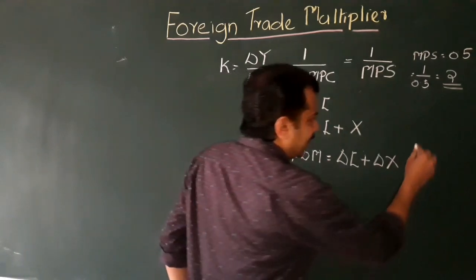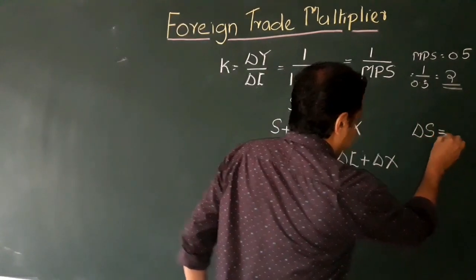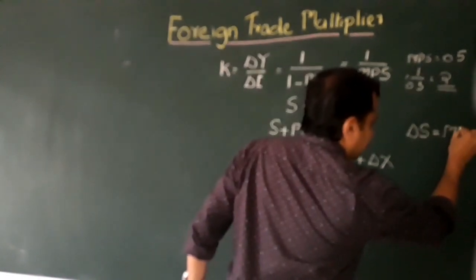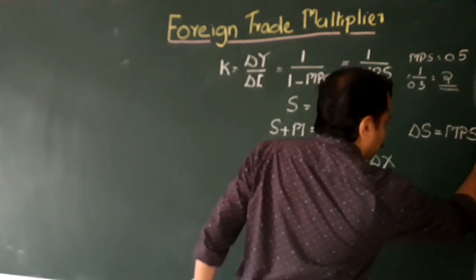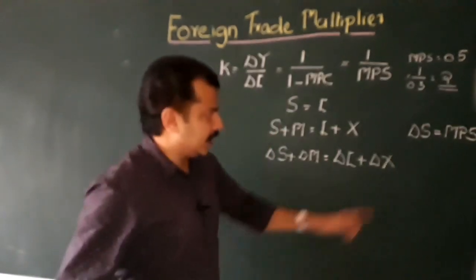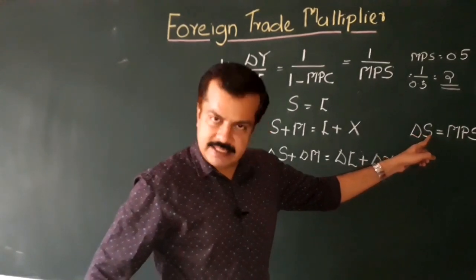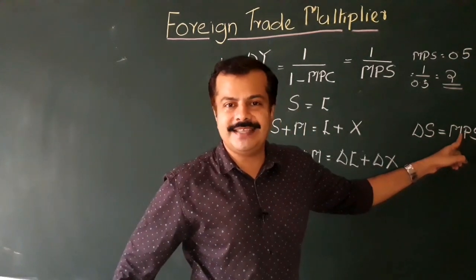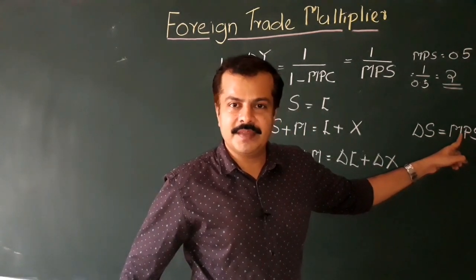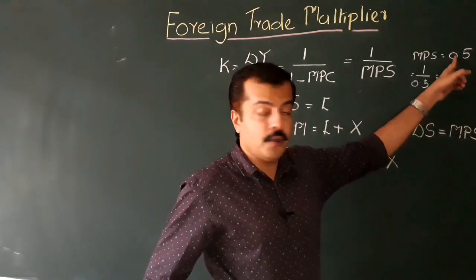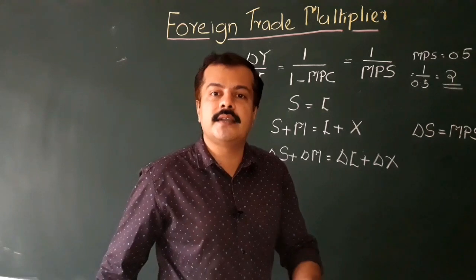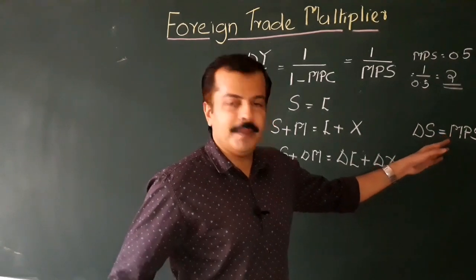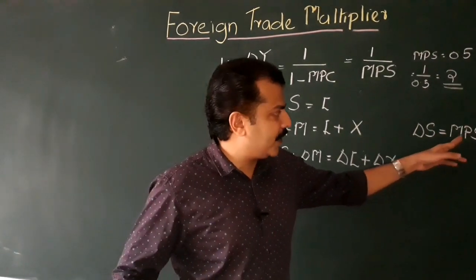Now, let me say that delta S, which is the first one, that is changes in saving, will be equal to the marginal propensity to save into delta Y. That is, changes in saving is equal to the changes in income into the marginal propensity to save. For example, marginal propensity to save is 0.5. Then if there is a change in income, say 100, 50% will be saved.